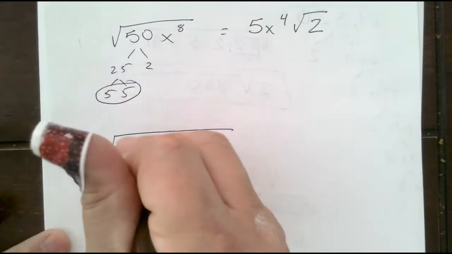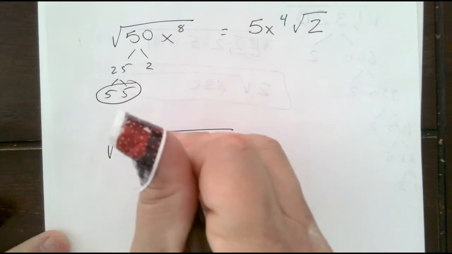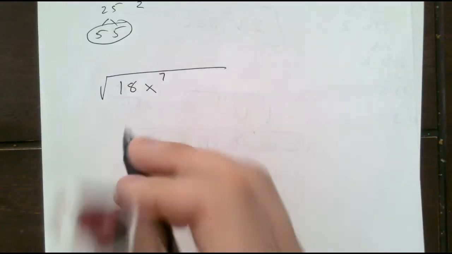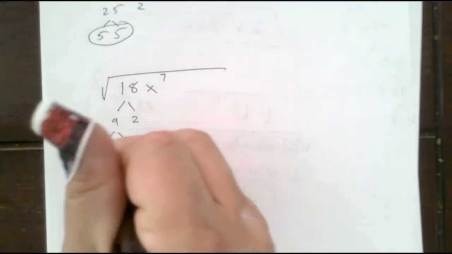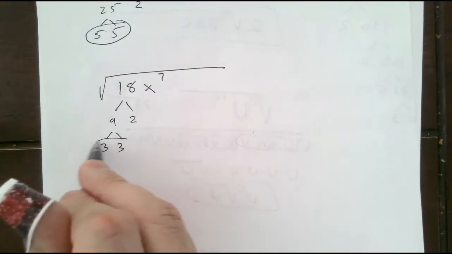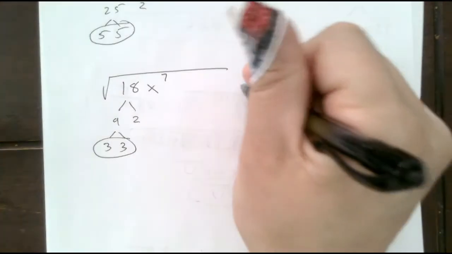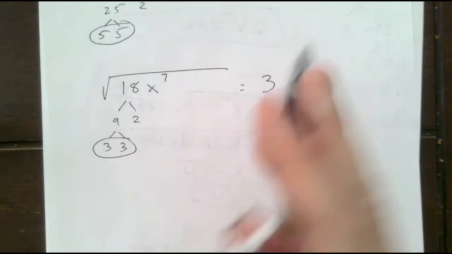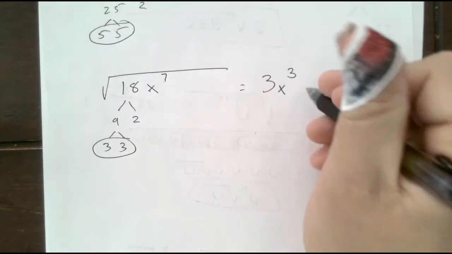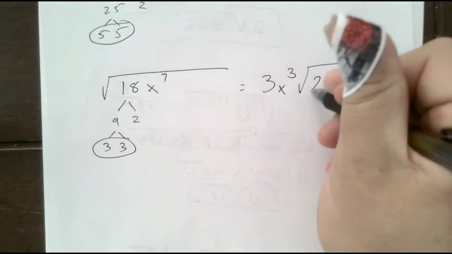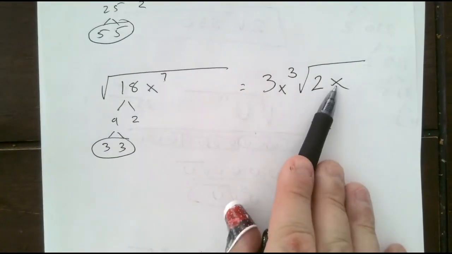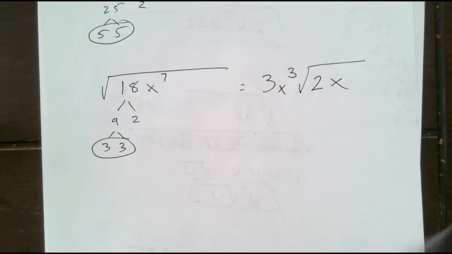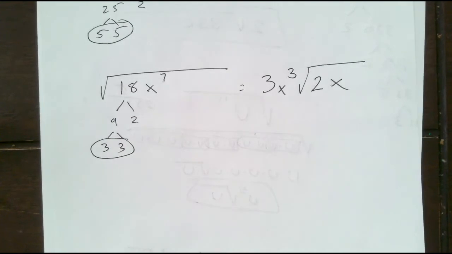The square root of 18x to the 7th. Once again, we're going to factor 18. 9 and 2, 3 and 3. We're going to have a pair of 3's. So we're going to bring out a 3. Look at the variable. How many times does 2 go into 7? 3 times with 1 x left over. The reason why there's an x left over is because it's an odd exponent and there's no pair, so it stays underneath.